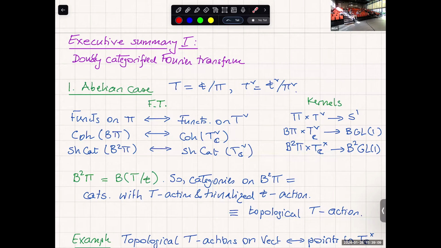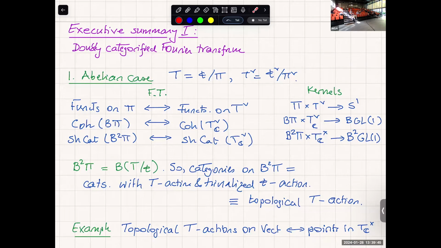And what it says here, vector bundles with π action correspond to modules over the ring of functions on the dual torus. So it's saying nothing at this stage. And one step down, sheaves of categories over the double delooping of π correspond to sheaves of categories over the dual torus. And there is, again, a kernel, which is a gerbe over the product B²π, a bi-gerbe, so to speak, bilinear gerbe over B²π times the torus.